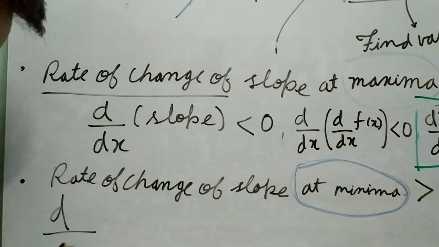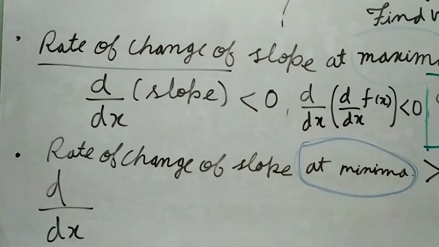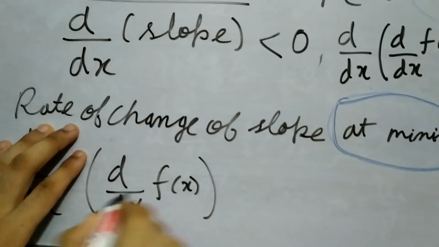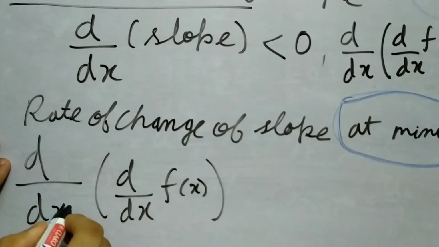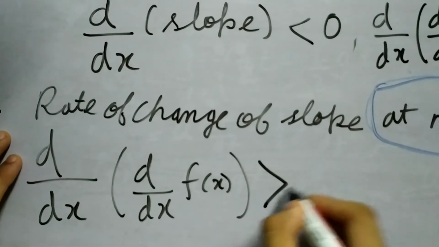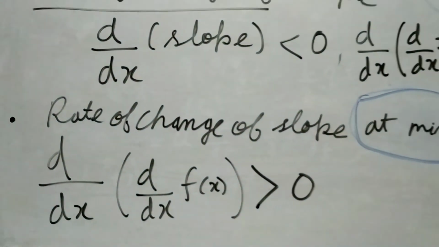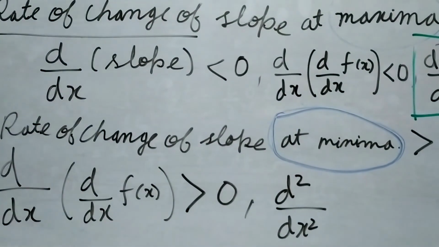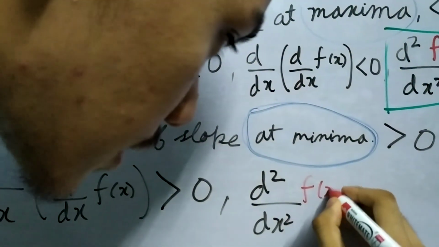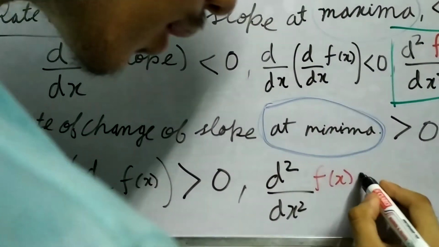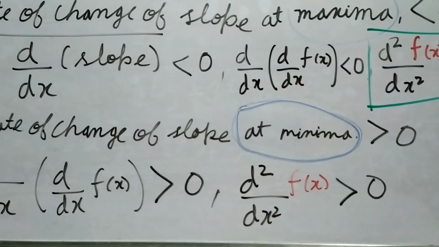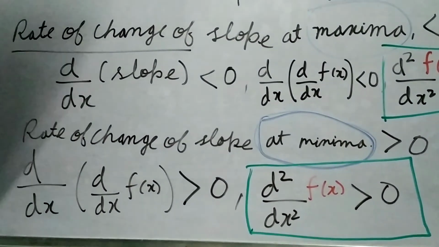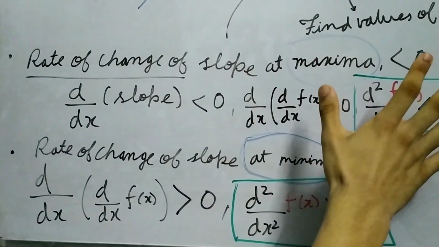Now we do the same thing. Your rate of change of slope, slope is rate of change of f of x, rate of change of slope, this quantity, is greater than 0. Which means d square by dx square f of x is greater than 0. This is a condition for a minimum. Now let us demonstrate this procedure using an example.